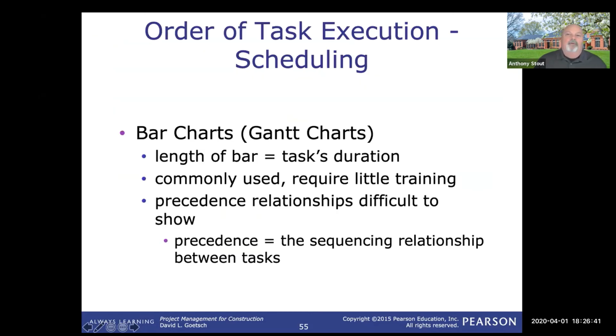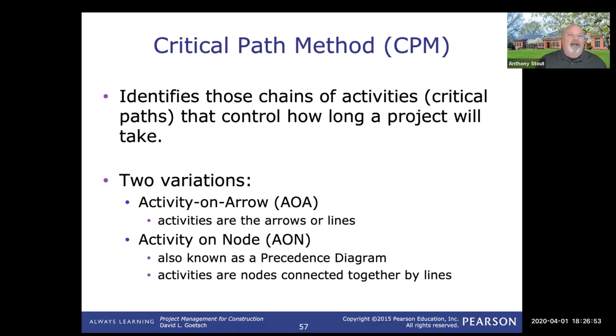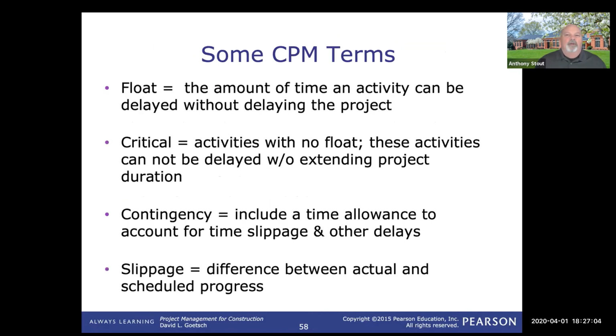All right, now we've talked a little bit about bar charts, the Gantt charts. We've talked a little bit about network diagrams and the critical path method, and we've mentioned the activity on arrow and activity on node. But CPM, or critical path method, has a couple of different terms that we want to make sure we cover. So float is the amount of time an activity can be delayed without delaying the project.